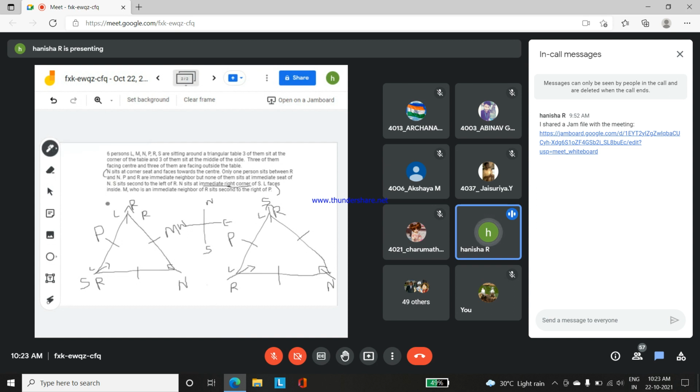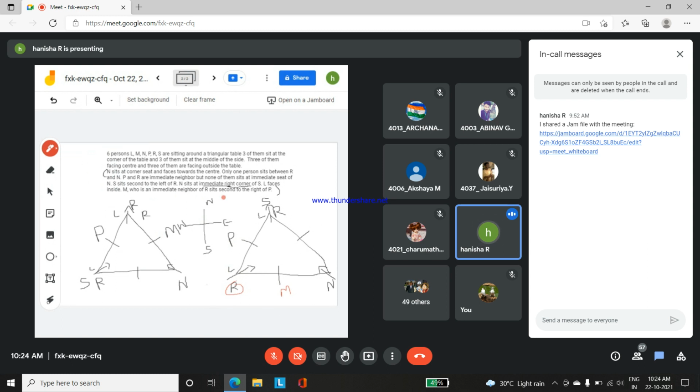R is over here. So the immediate position has been filled with P here. So this will be filled with M. Okay, so now the position of M is fixed. What they say, M was the immediate neighbor of R. So immediate neighbor of R, you have M.